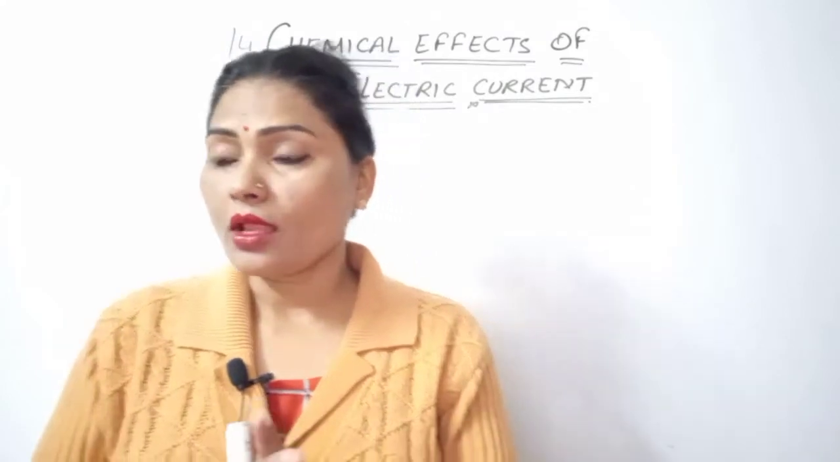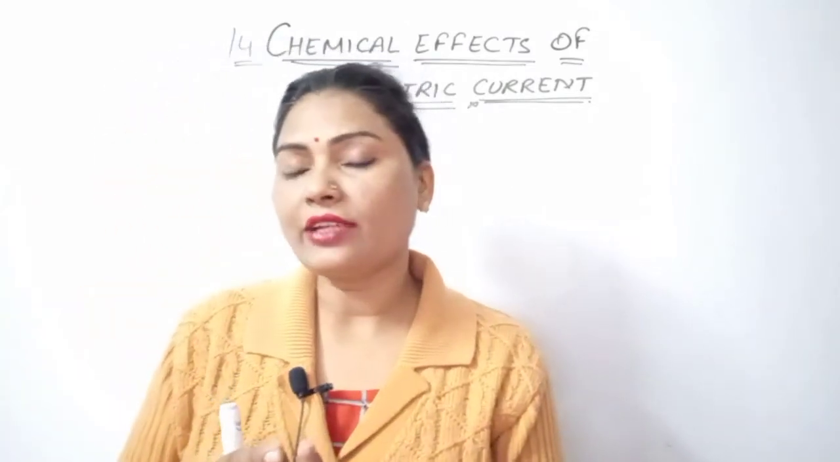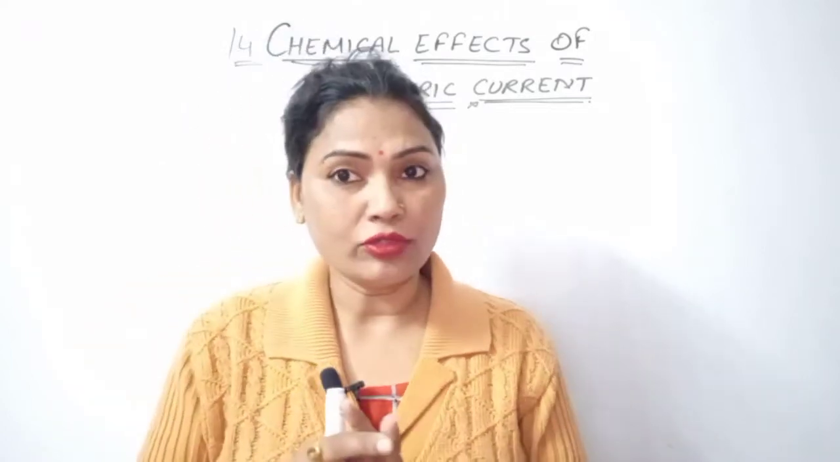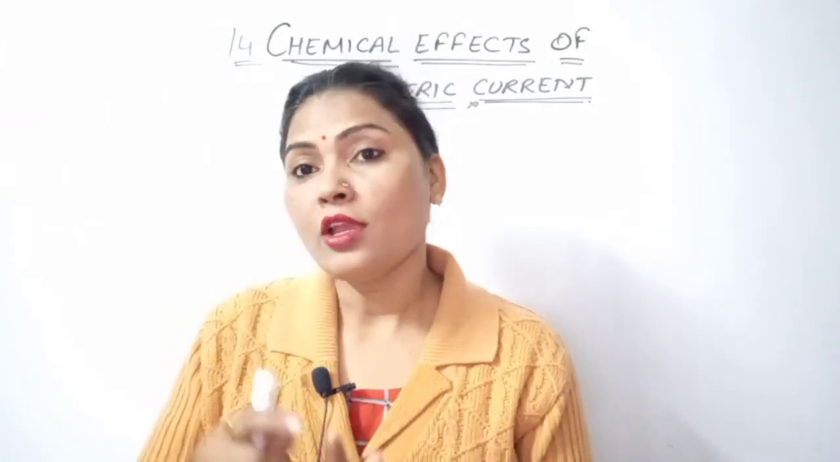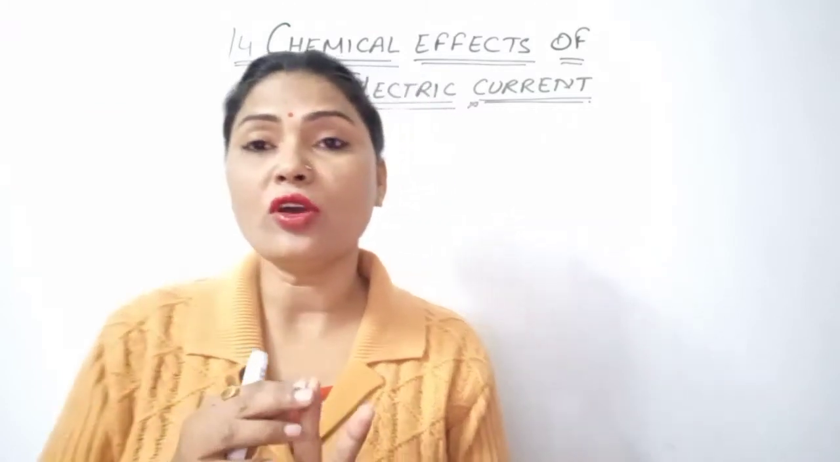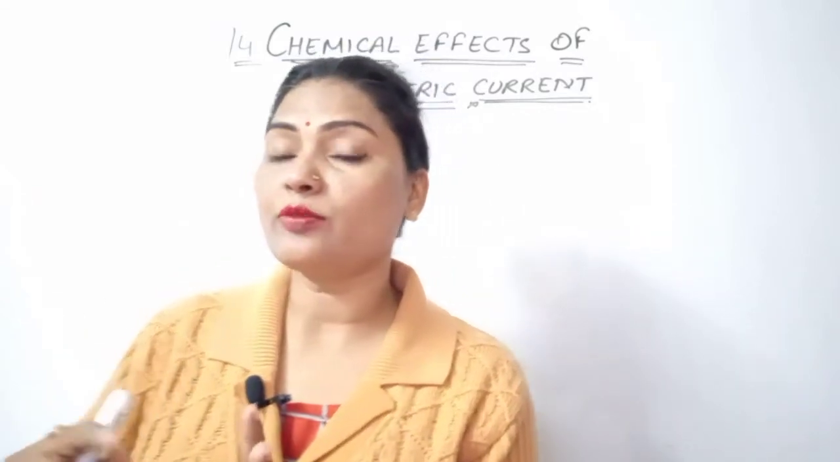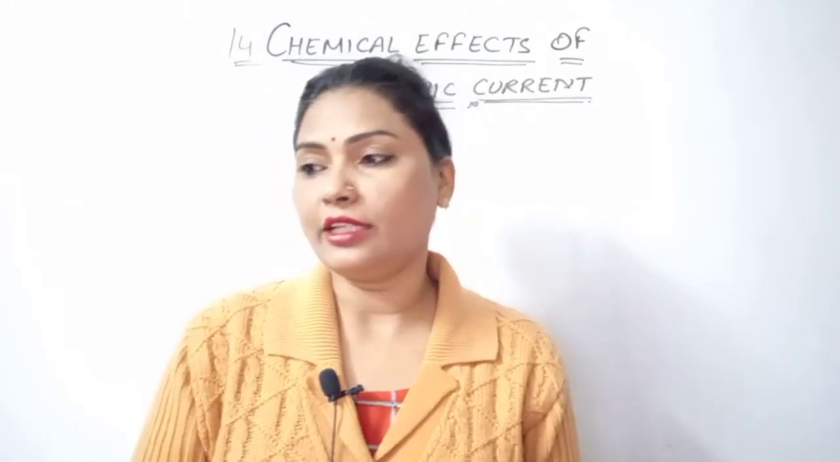Now the two electrodes are there, the negative electrode and the positive electrode. Negative electrode is known as cathode and positive electrode is known as anode. Deposition of negative ions takes place on anode, and deposition of positive ions takes place on cathode, because cathode is the negative electrode, so positive ions will be collected over there.